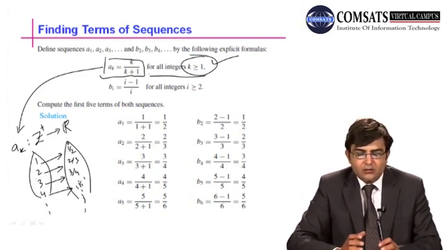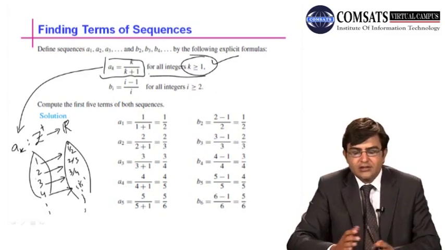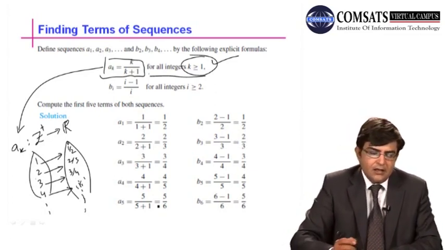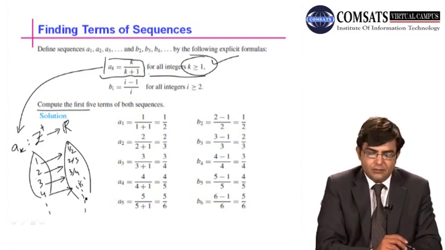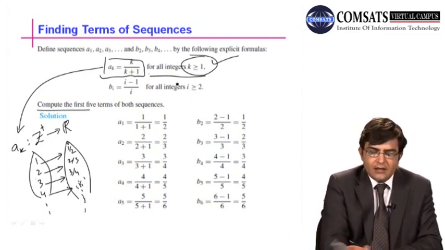Now we are given the general term, and we have to recover all the terms of the sequence. So here the question is, compute the first 5 terms of both sequences. If we put k = 1 in this term, we get a_1.